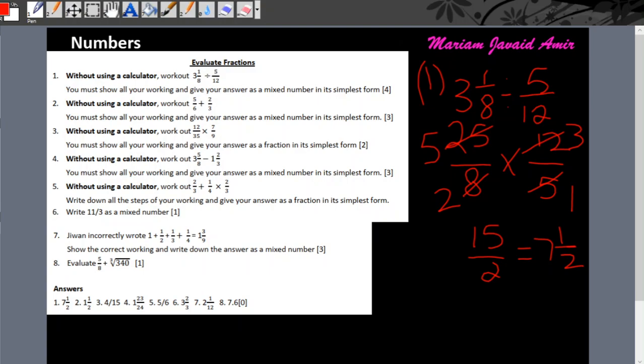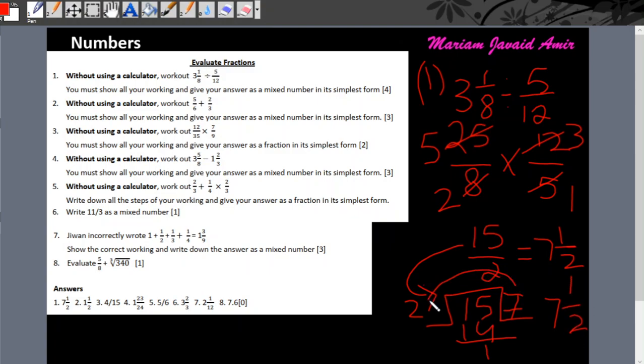If you don't remember how to change this into mixed form, you have to divide this, and then we get 7 here. We write 7 here, 7 2s are 14, and then the remainder is 1. Next you give it an anti-clockwise shift. So 7 comes over here, 1 goes over here, and 2 goes over here. So this becomes 7 and a half. You need to show the working in order to get the marks in such questions, and it's for 4 marks. So every step will carry marks.